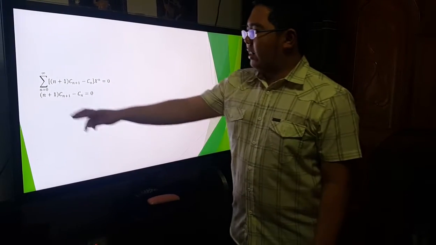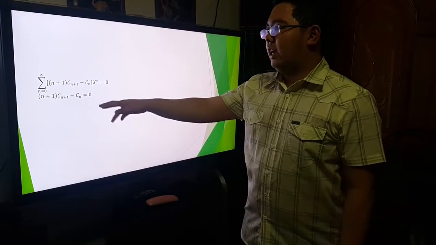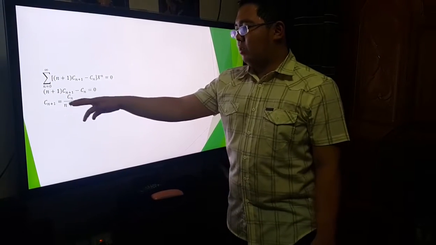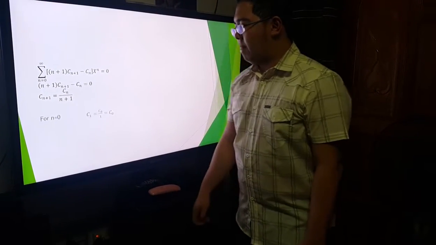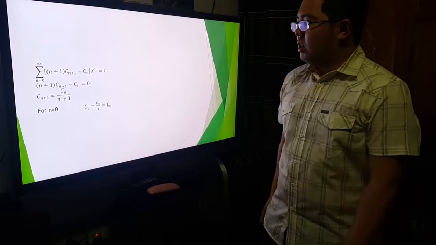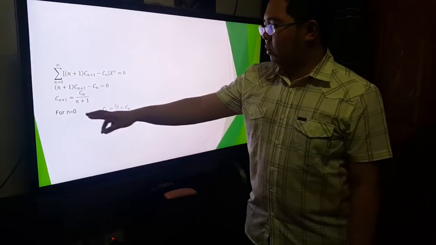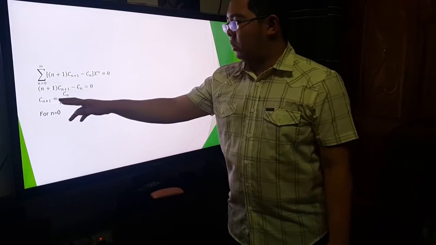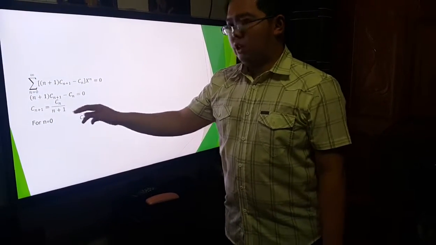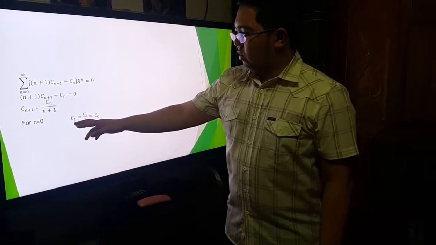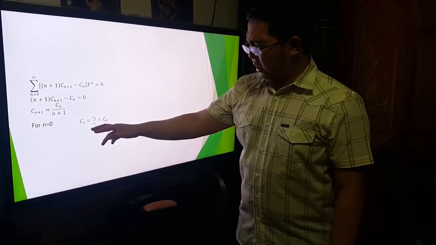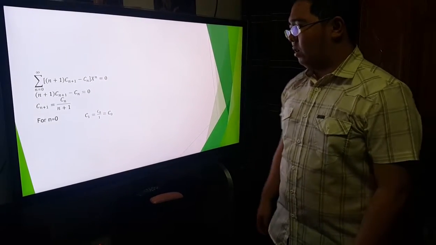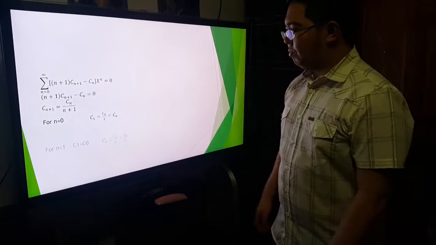Now we will equate (n plus 1) c_(n plus 1) minus c_n equals 0, which will give us c_(n plus 1) equals c_n over n plus 1. Substituting for n equals 0, it will give you c_(0 plus 1) is equal to c_0 over 0 plus 1. It's equivalent to c_1 equals c_0 over 1, which is equal to c_0.